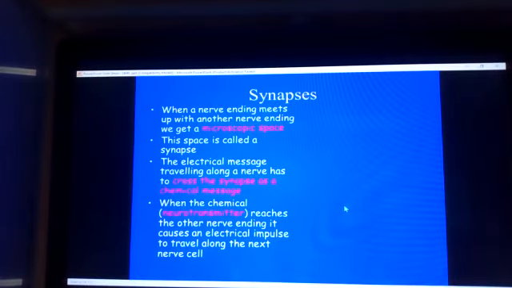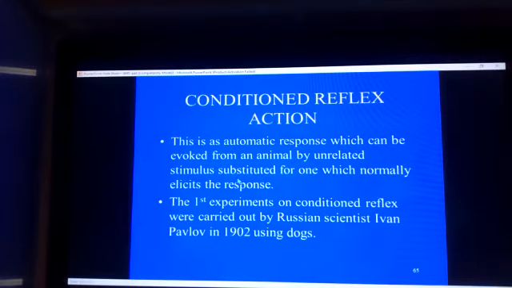Conditioned reflex action. In conditioned reflex action, it is an automatic response which can be evoked or brought about from an animal by an unrelated stimulus. Underline the word unrelated. Substituted for one which normally causes the response.